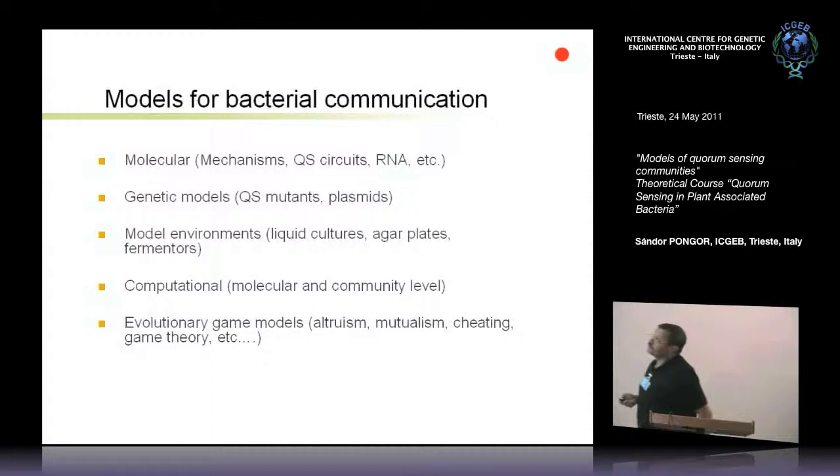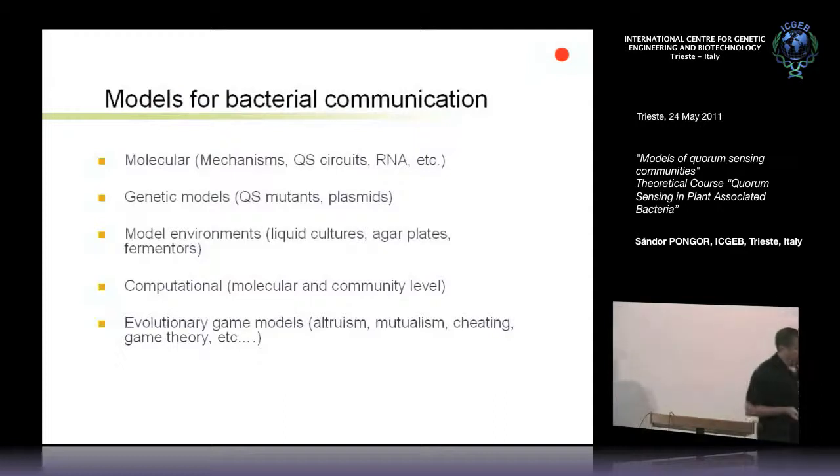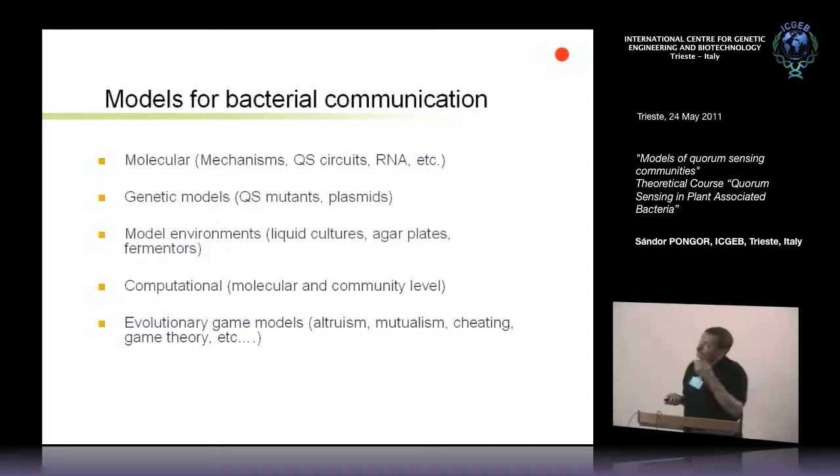So what kind of models do we use? I tried to make a very superficial classification of the things we do. First of all, we have molecular models. Giordano's talk was a very nice example of using a molecular model and how to put mathematics behind it. Okay, we have genetic models. We can engineer cells to do or not to do certain things. Okay, and finally, or third, we have model environments.